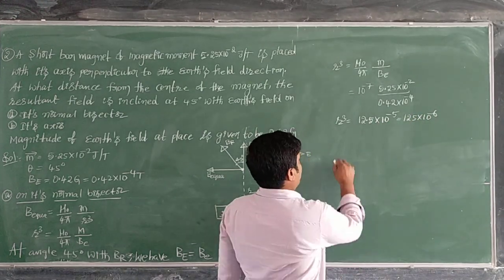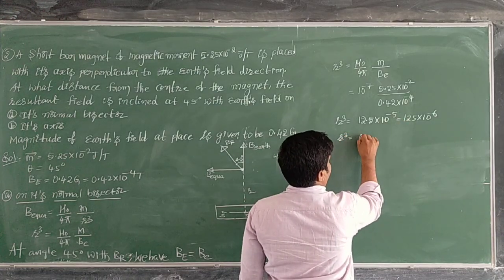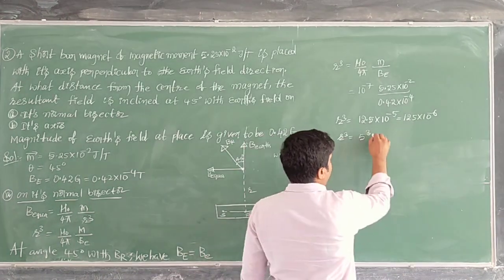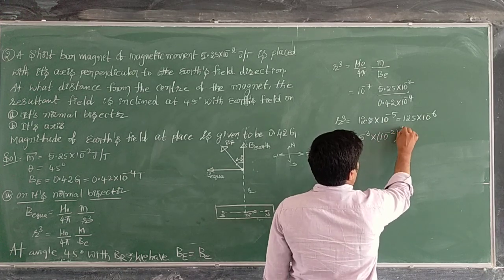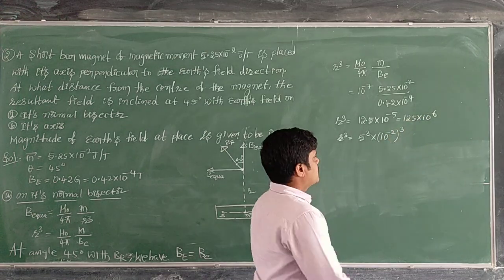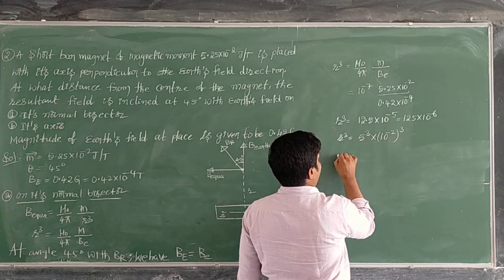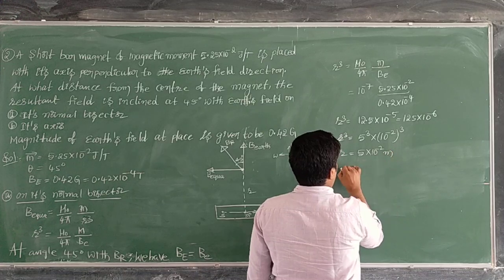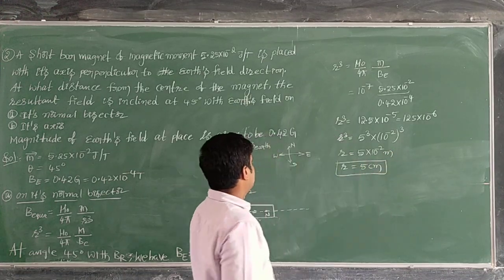Thereafter, R cube is equal to this 125, which can be written as 5 cube, that is 5 into 5 into 5, into 10 power minus 2 whole cube. 10 power minus 6 you can write as 10 power minus 2 whole cube. So three 2s are minus 6. All the cubes on both sides are cancelled. So R equals 5 into 10 power minus 2 meters, otherwise R equals 5 centimeters is the answer.